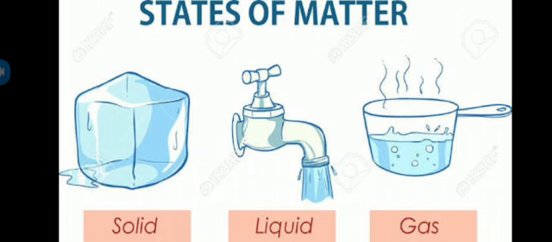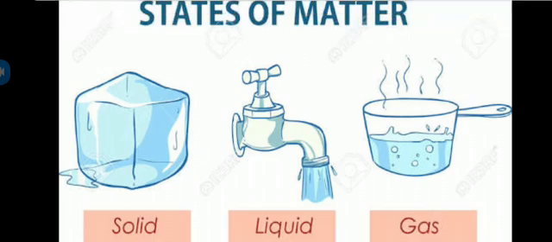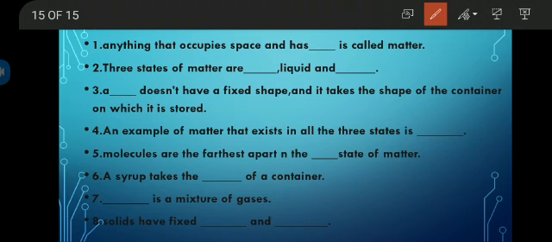So this is all about the states of matter. Now we will discuss some questions. Fill in the blanks. Anything that occupies space and has weight is called matter. Three states of matter are solid, liquid and gas. A gas doesn't have a fixed shape and it takes the shape of the container in which it is stored.